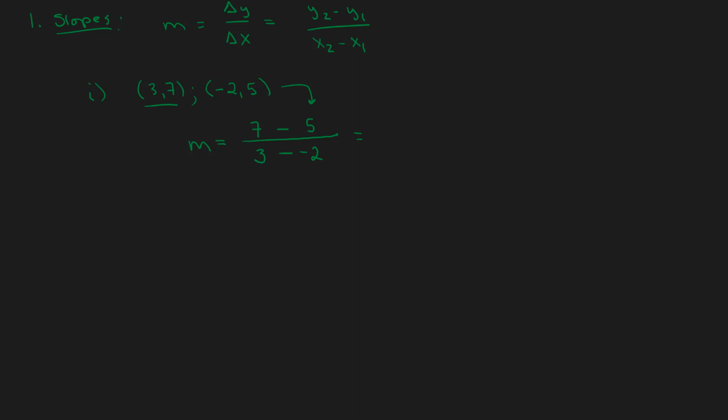When we go about computing this, 7 minus 5 is 2 over, here we're going to have the 3 minus a -2, which is going to be 3 plus 2, which is 5. What this physically says is that as x increases by 5, the y value increases by 2. In this case, notice the slope is positive.